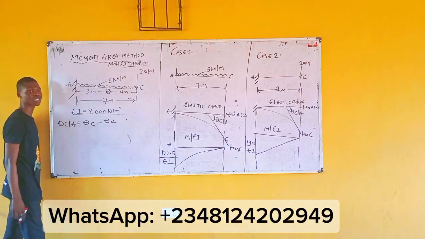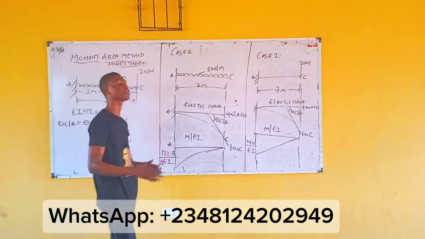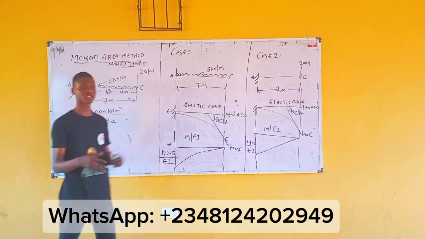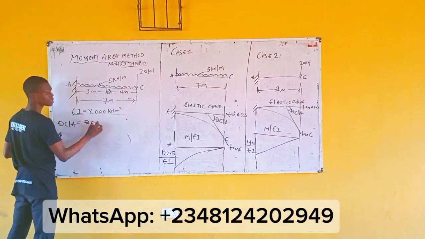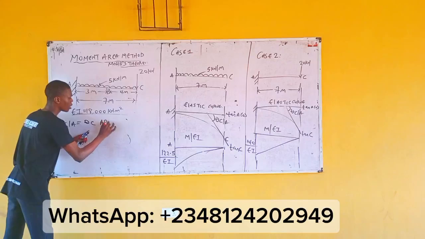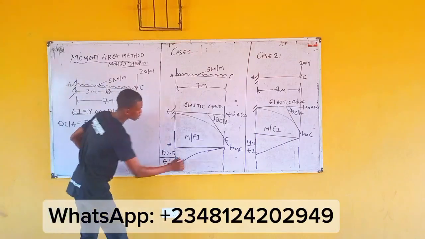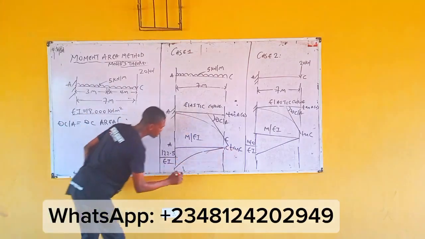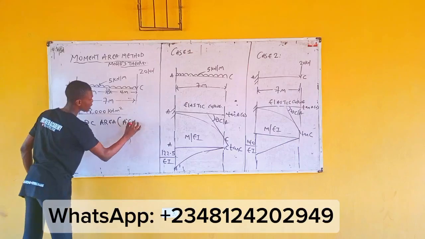And we know that slope at A is what? 0. From the derivation of the theorem, I said the slope at A is 0. Meaning slope at C to A is still the same as slope at C. And how do you get slope at C? The area of this shape. Let's denote this to be A, this to be C, and this to be A prime. Meaning A, C, A prime.